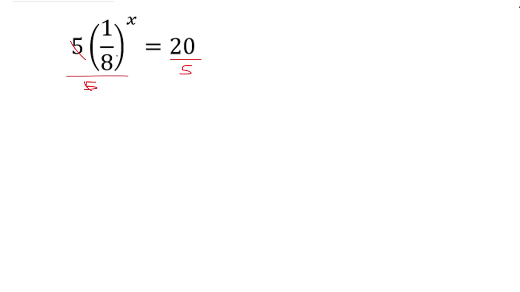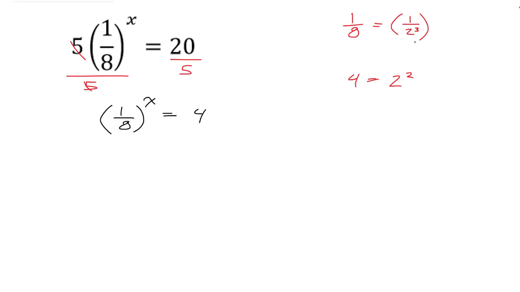Because what we want to do, like in the previous examples, is have one base on each side. So now we're getting there. We have one base on each side now, right? Well, what can we rewrite 1 over 8 as, and what can we rewrite 4 as so that they have the same base? Well, 4 can be written as 2 squared, and 1 over 8 can be written as 1 over 2 to the 3. Now, they're not quite the same yet, because this is 1 over, and that's just 2.